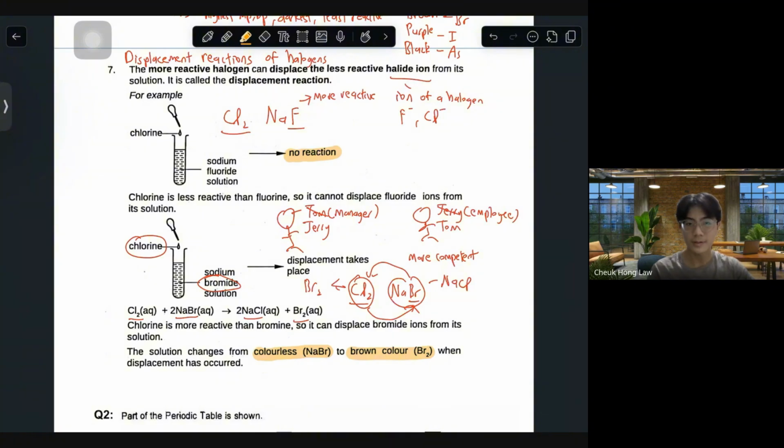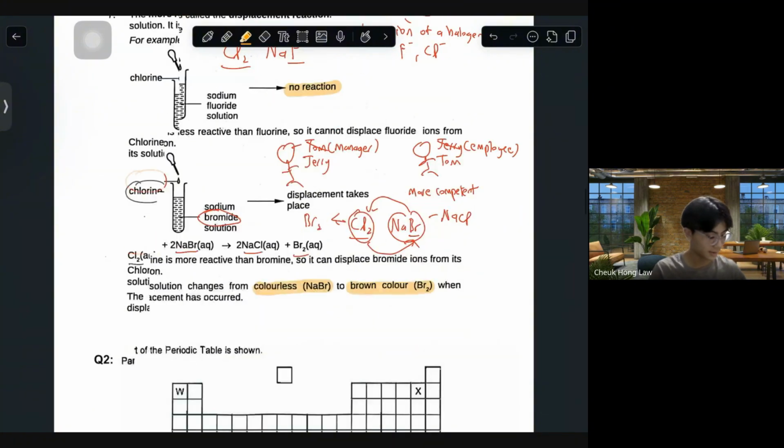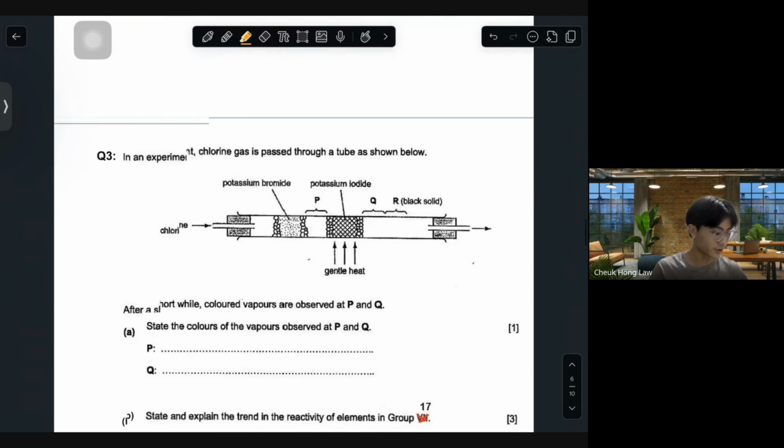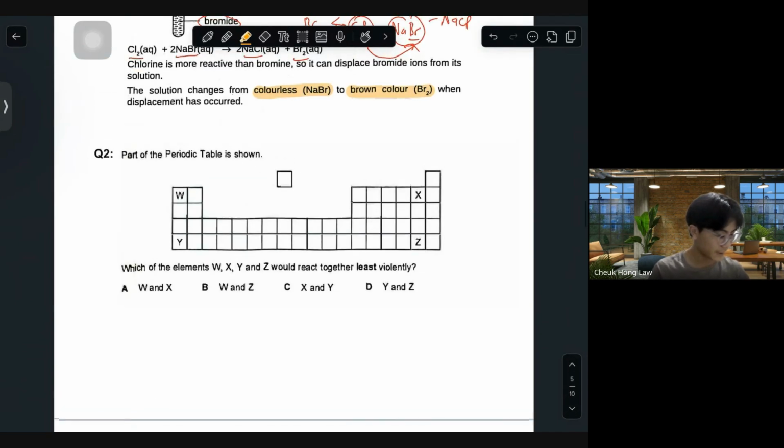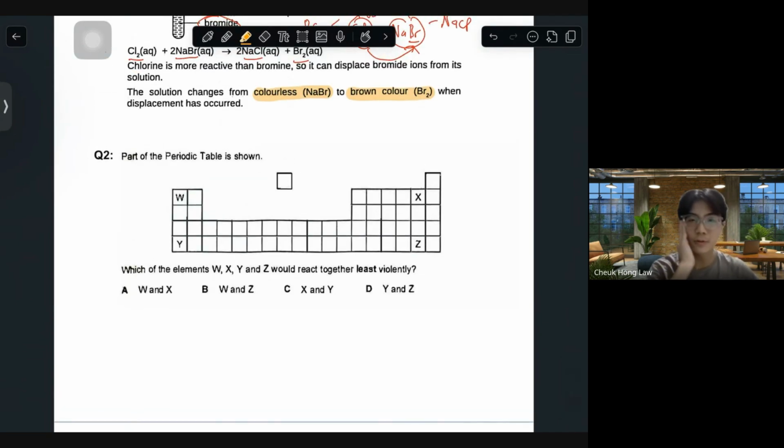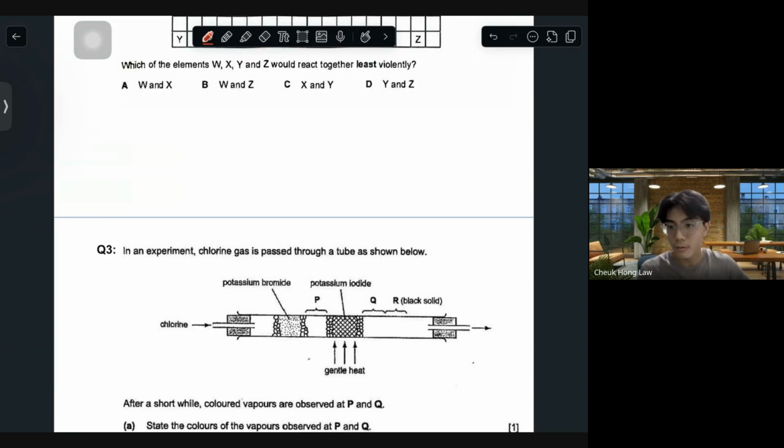Now I want you guys to try two questions, questions 2 and 3. Question 2 is an MCQ, and question 3 is a short structured question. I'll give you all 6 minutes. At 8:56 I'll go through the answers. And again, you can send your answers in the chat so I can give you remarks. Now I'll go through the questions.